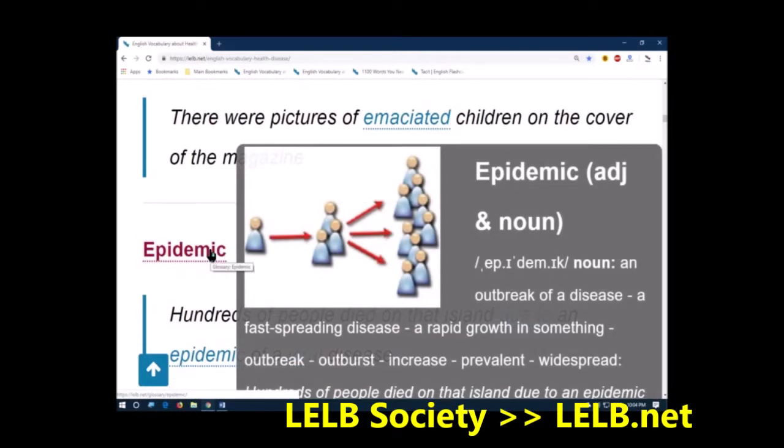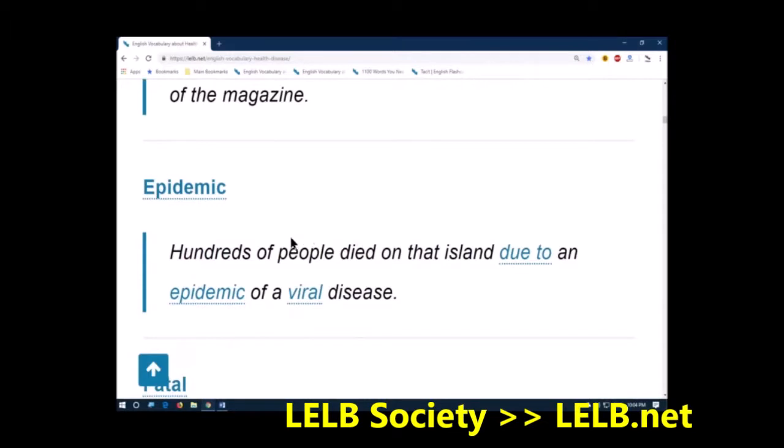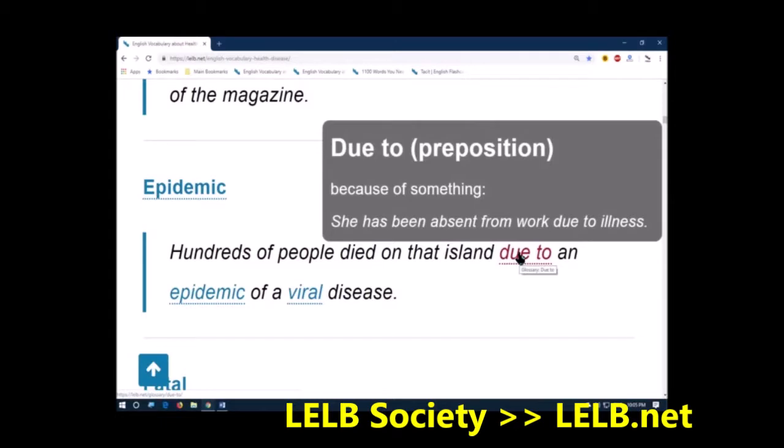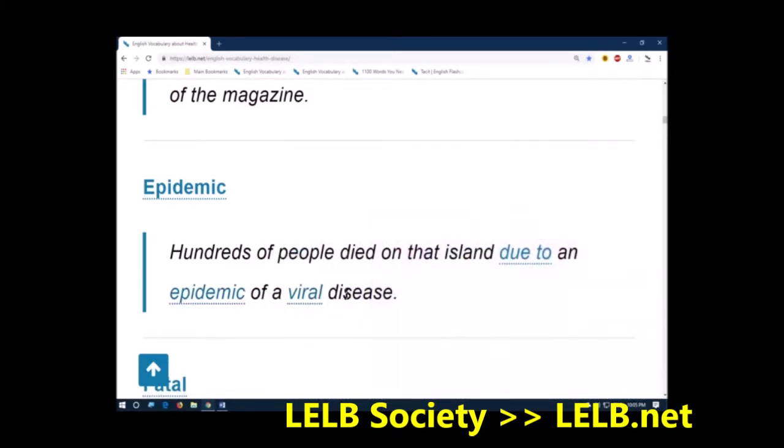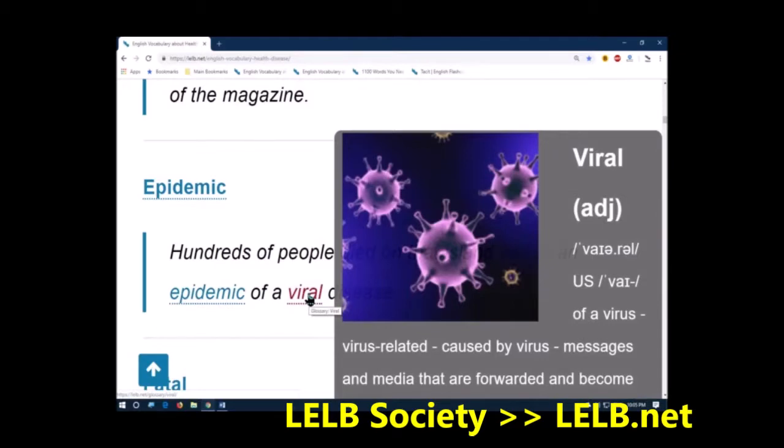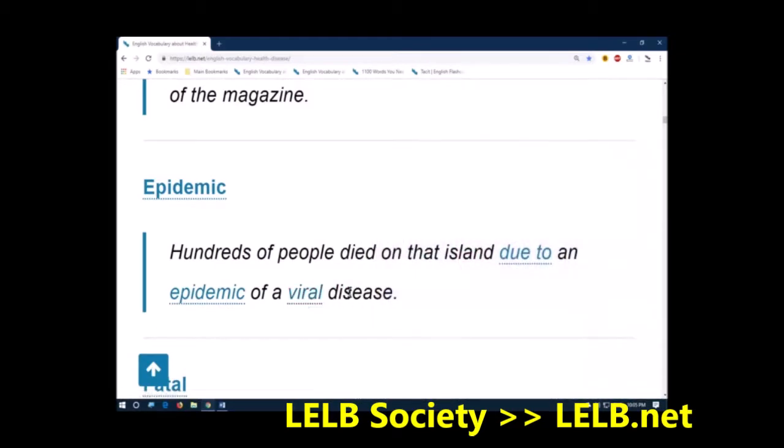Epidemic. An outbreak of a disease, a fast-spreading disease, a rapid growth in something. Hundreds of people died on that island due to an epidemic of a viral disease. Died on that island due to means because of something, an epidemic of a viral disease. Viral means related to a virus, of a virus. For example, flu is a viral disease. Cold is another viral disease.